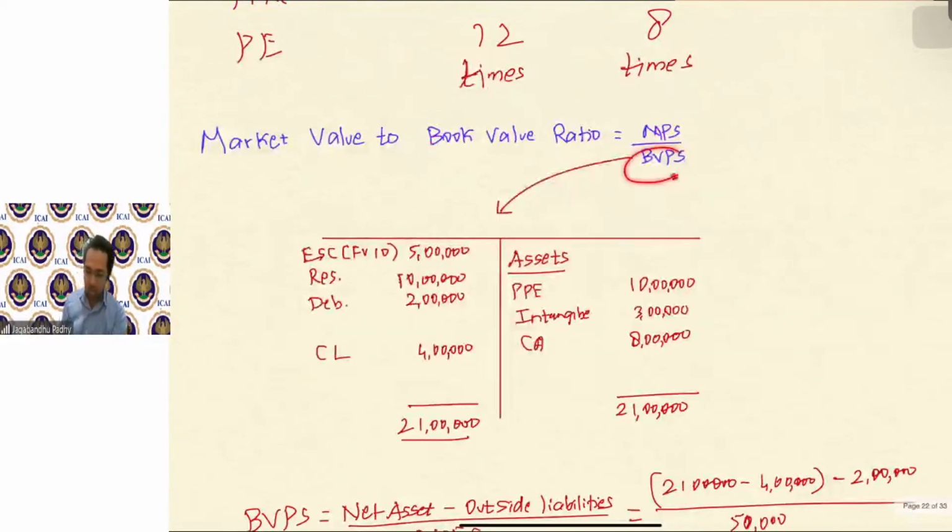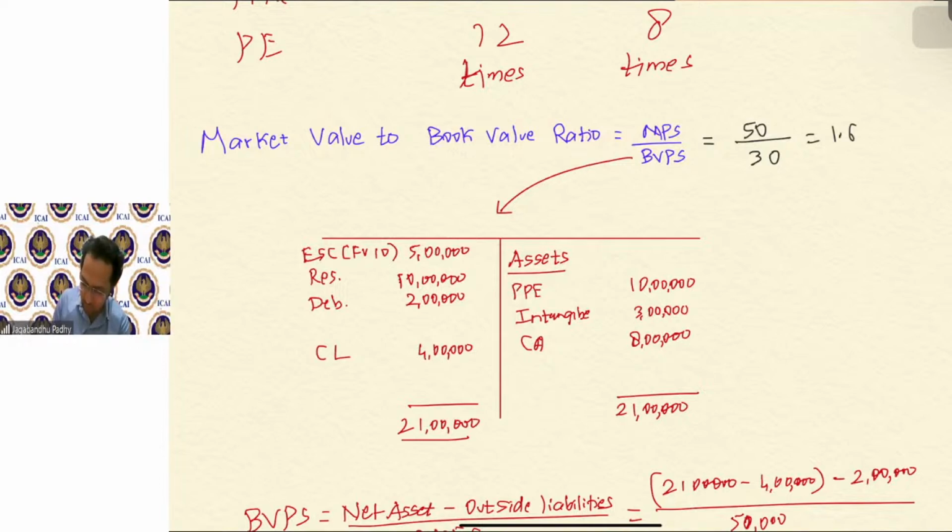Now we have the denominator. Now, market price per share. So let us say book value per share is 30. In the market, the share is trading at 50. So here we get the answer as 1.67. So it means the market price is 1.67 times the book value, right?